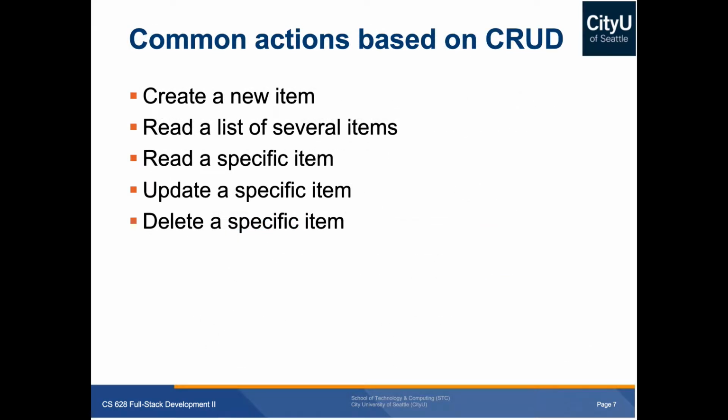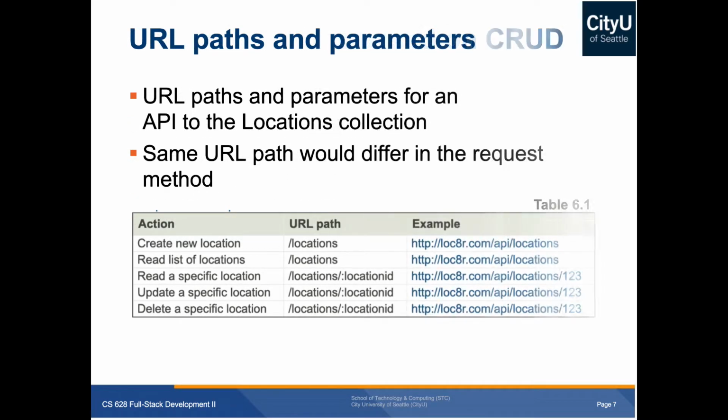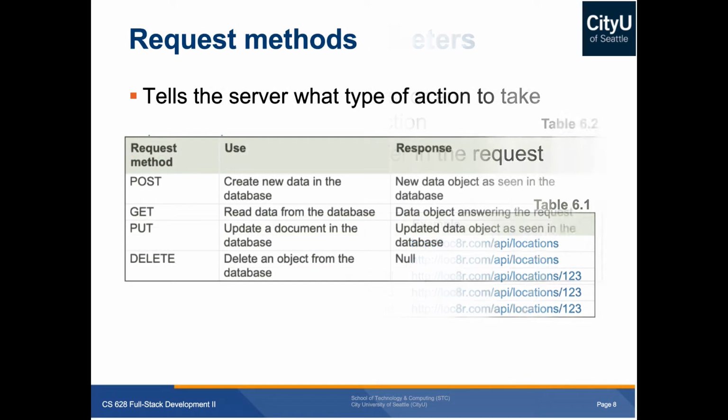So CRUD operations, we already know this. We create, read, update, and delete. Just putting this in a tabular format, where we have the action that we want, the URL path, and the example URL. In the example URL, we now would like to include the API as part of the base URL, so the user would know that it's interacting with an API server.